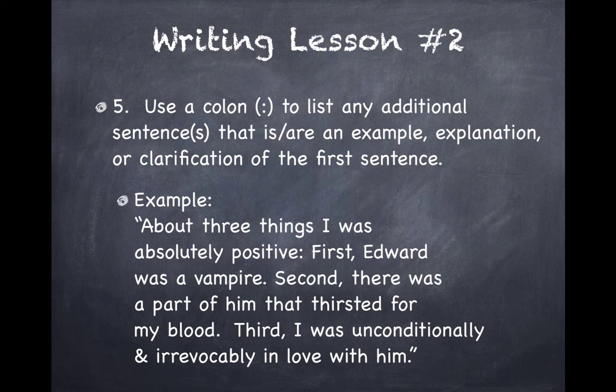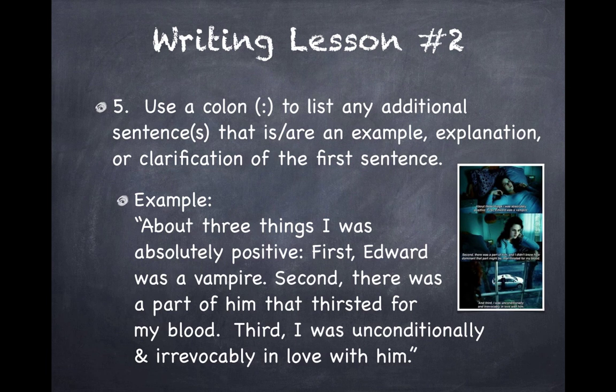First, Edward was a vampire. Second, there was a part of him that thirsted for my blood. And third, I was unconditionally and irrevocably in love with him. So I think that's a great example of how you would use a colon, in that the first part is a complete sentence, but then the sentence or sentences that come after it give you some more explanation. As we said when we did our punctuation unit, if you ever get done reading a sentence and you feel like you need some more information, a colon is a great way to join those two together to make a compound sentence.